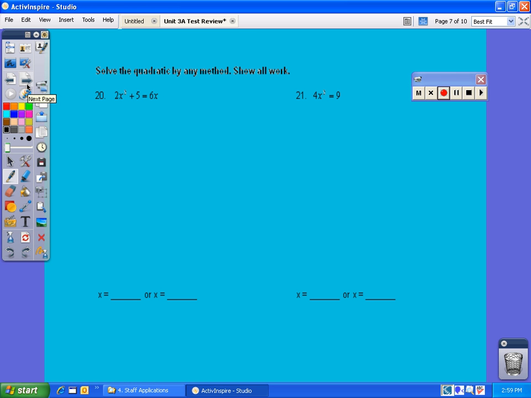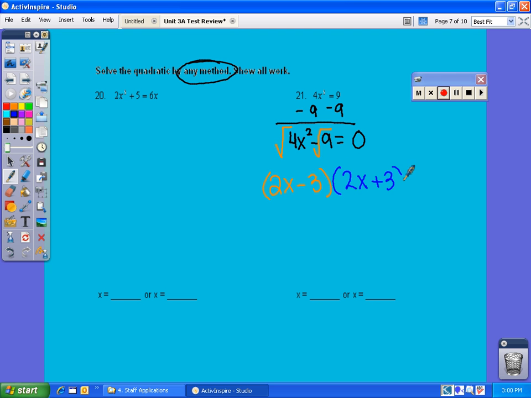Alright, the next one is 21. It says 4x squared minus 9. It's supposed to equal 0, so I'll do minus 9. And I'm left with 4x squared minus 9 equals 0. I notice that these are both perfect squares. So I can factor, because it says any method. So any method means quadratic formula or factoring. So I'm going to factor, taking the square root, and when I square root it, I get 2x minus 3. But you know you're supposed to have two answers, so the other answer is 2x plus 3.